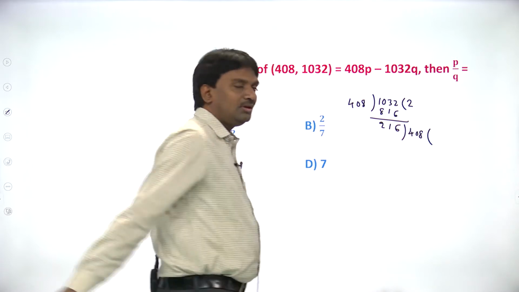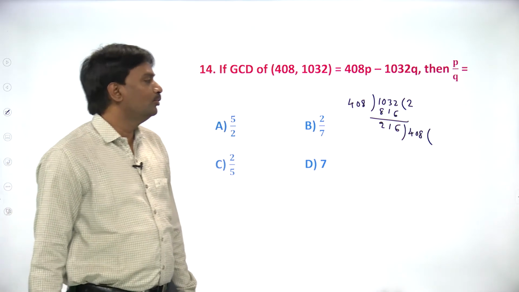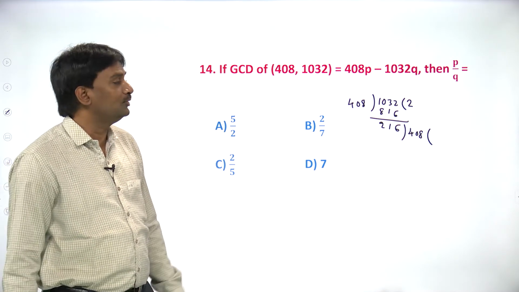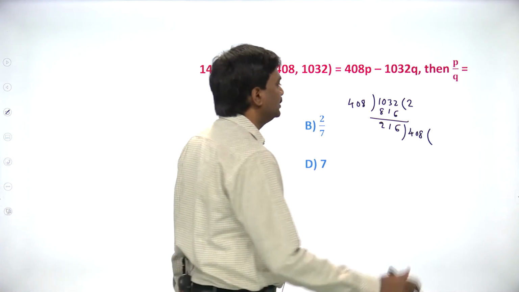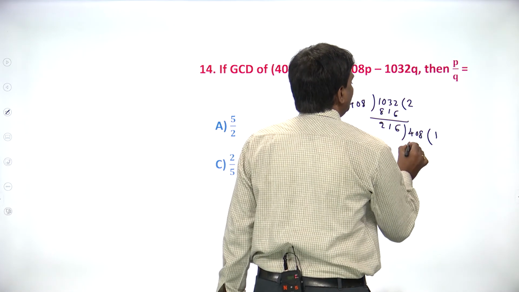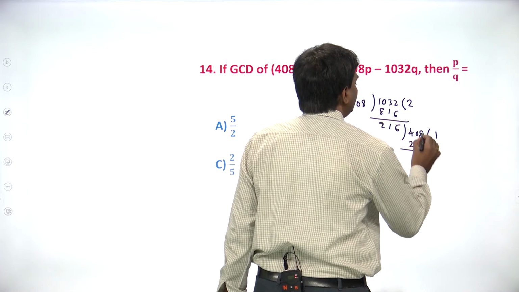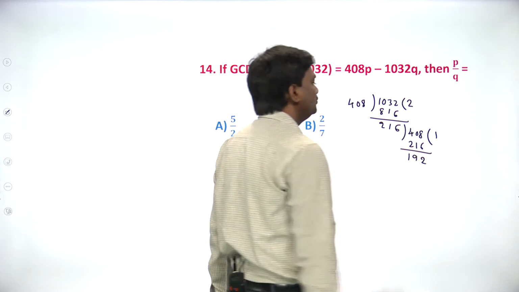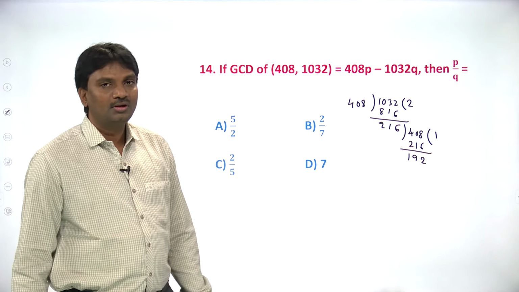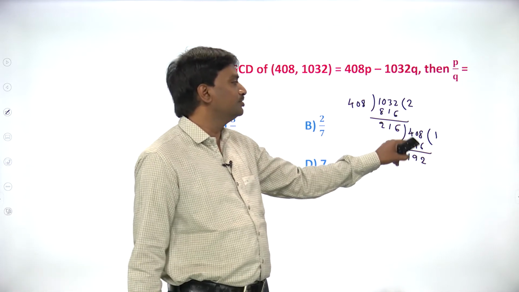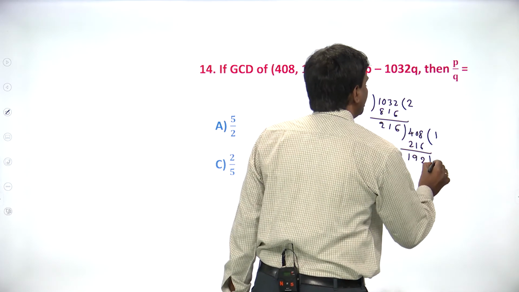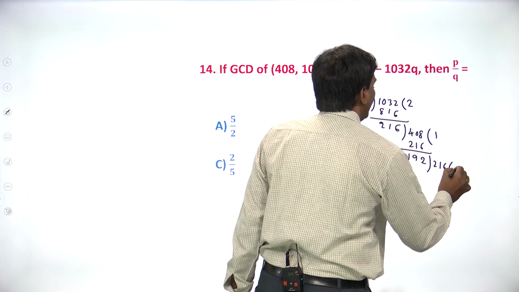Again by dividing 408 by 216. If you take 216 into 2, it is 432, but here 408 is there. So let us take 216 into 1, 216, 8 minus 6 is 2, 10 minus 1 is 9, 3 minus 2 is 1, 192. 192 by subtracting 216 from 408. Again by dividing the divisor 216 by 192.